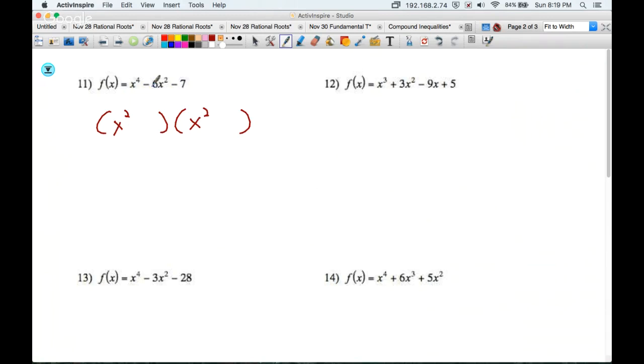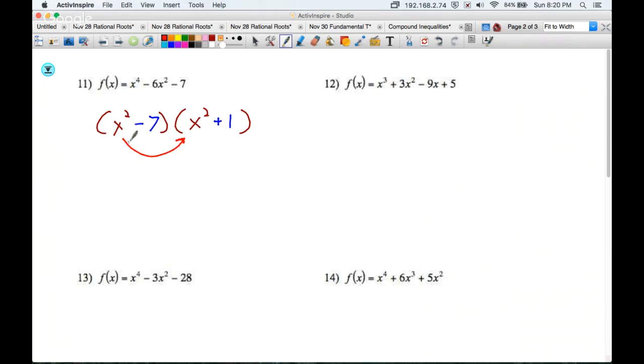Let's see. Two numbers that multiply to be -7, but add to be -6. I think that'd be -6 and +1. No, -6 and... Why am I having such a hard time? No, -7 and +1. Yeah, multiply to -7, add to be -6. I'm going to FOIL this just to double check that it works.